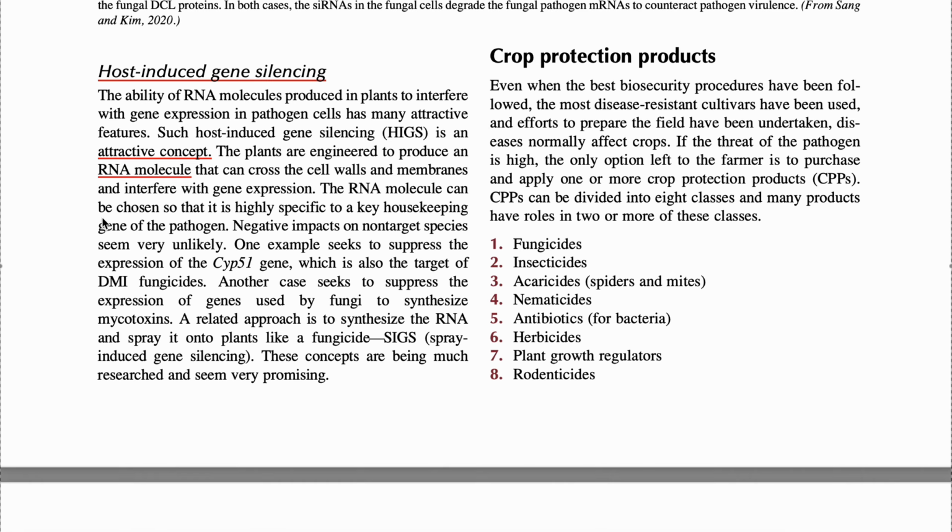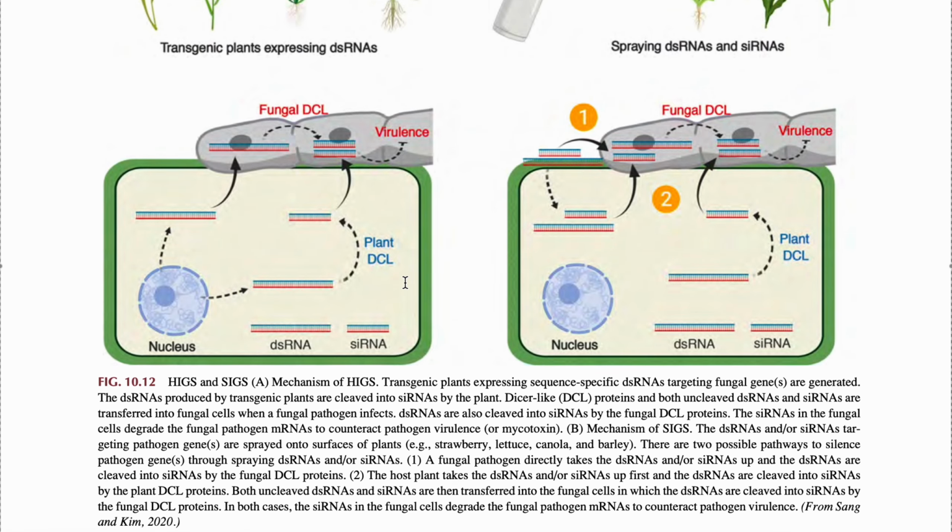The RNA molecule can be chosen so that it is highly specific to key housekeeping genes of the pathogen. Negative impact on non-target species seems very unlikely. One example seeks to suppress the expression of the CYP51 gene, which is also the target of DMI fungicide. DMI is the demethylation inhibitor. I think it will be mentioned somewhere.